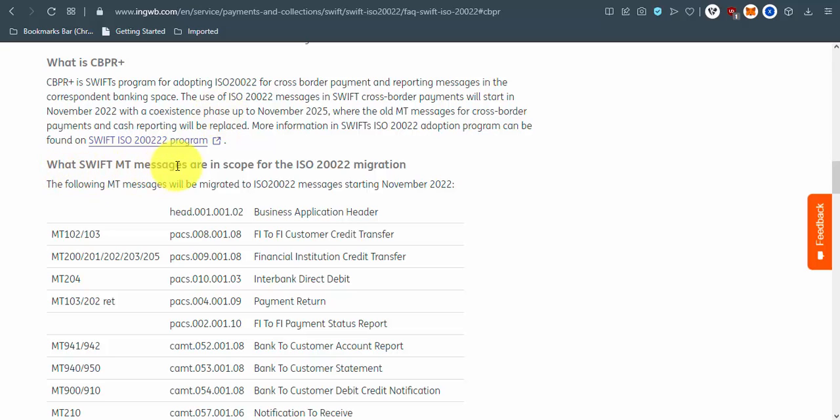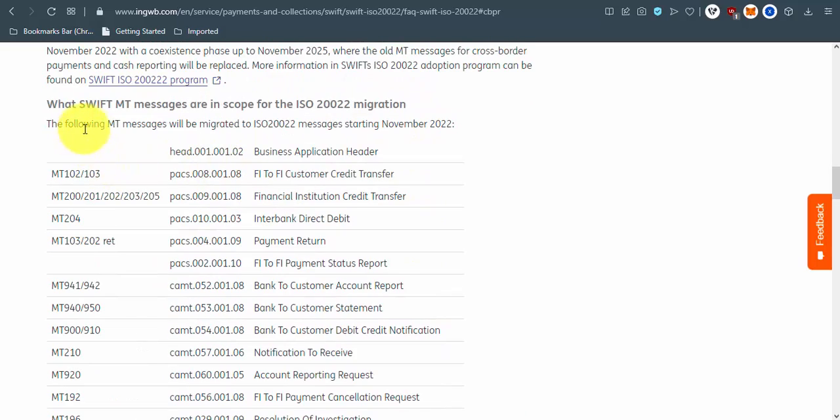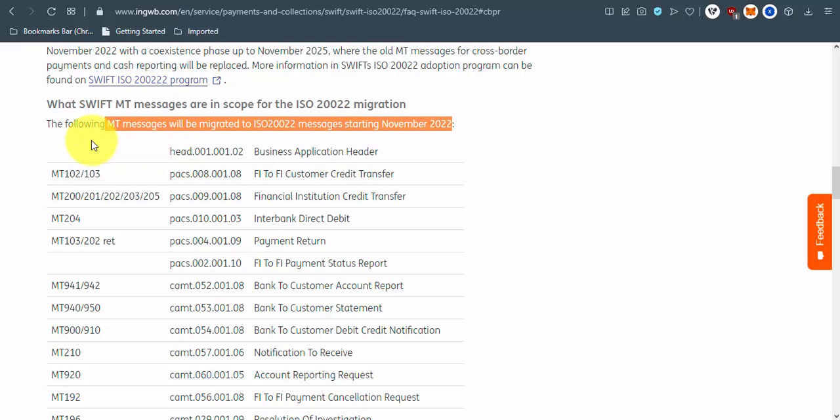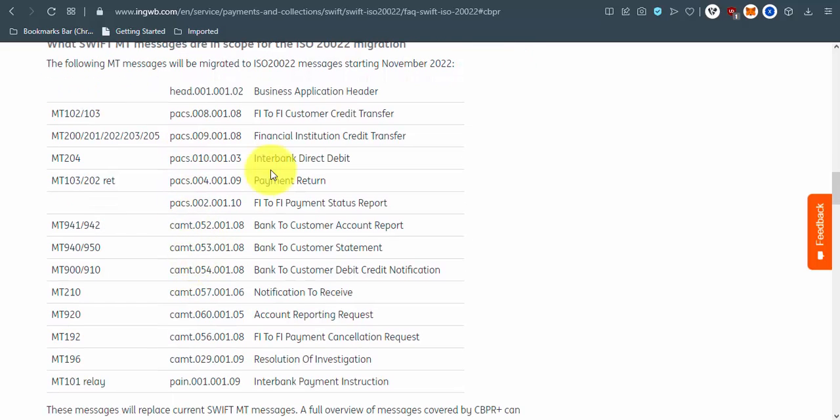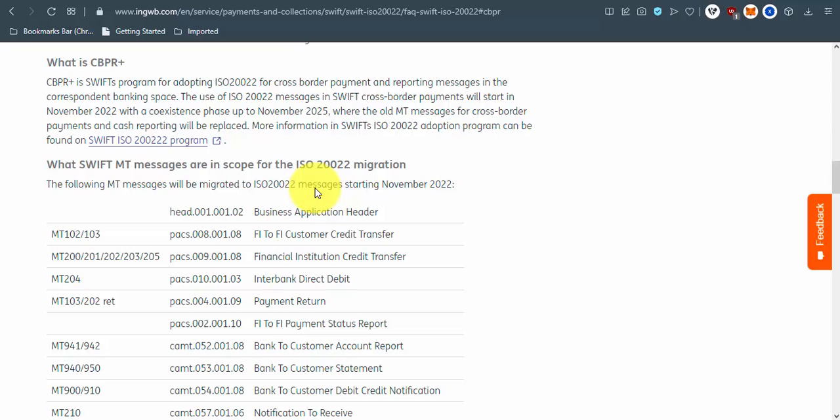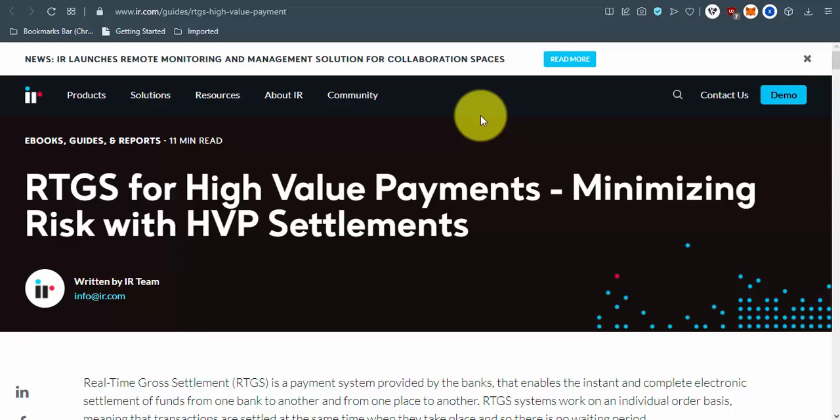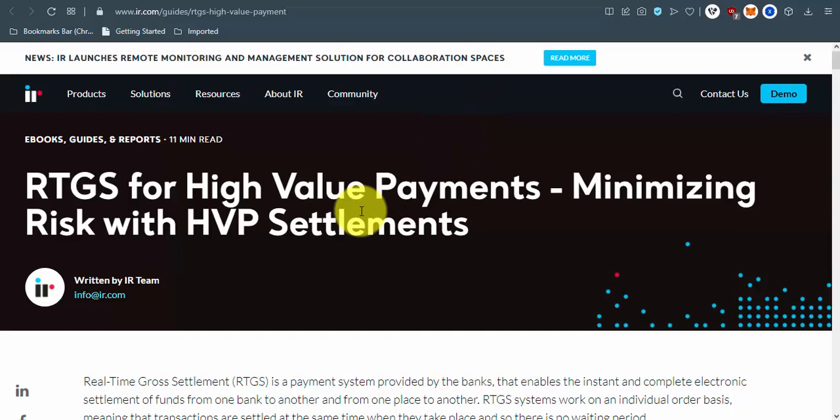What Swift MT messages are in scope for the ISO 20022 migration? As you can see, the following MT messages will be migrated to ISO 20022 messages starting November 2022. So as you can see, it's all to do with the messaging layer, not the settlement layer. All these MT messages are going to be converted over to these ISO 20022 formats, PACS, CAMT. Again, nothing to do with the RTGS system being changed or the correspondent banking system being changed, just the messaging layer. So RTGS for high value payments, minimizing risk with HVP settlements.